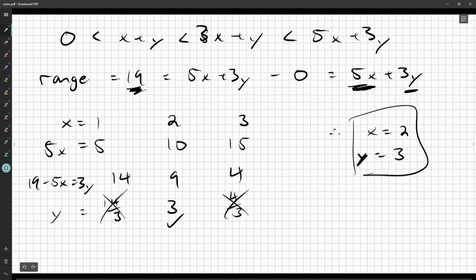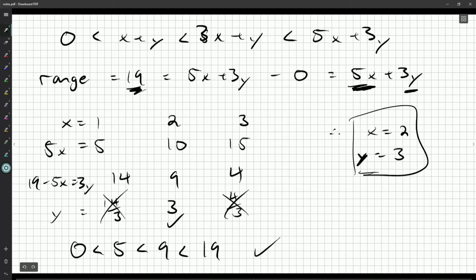And we get our final answer. If you wanted to, just to make sure, you could go back and check. x plus y is 5. 3x plus y would be 9. 5x plus 3y would be 19. That the order is still satisfied. You don't need this. That was just for my own sanity.